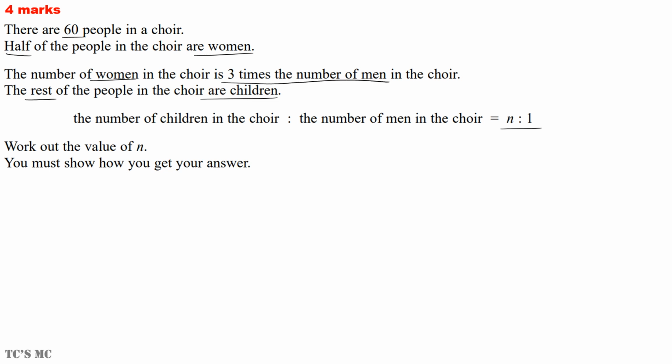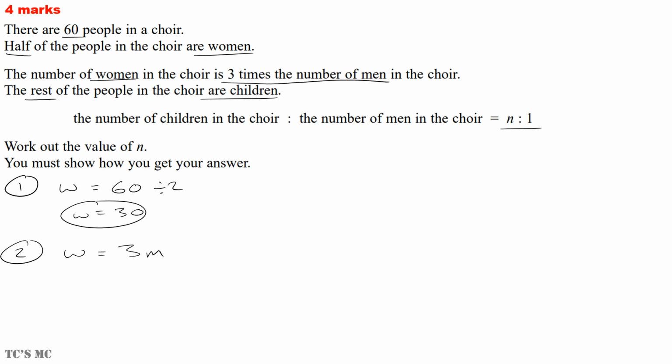I'm going to break this apart line by line. To start with, we can work out how many women there are. We need to do half of 60, so 60 divided by 2, and that gives us 30. So that means there were 30 women. Then move on. It tells us that women are 3 times the number of men, so 3m.